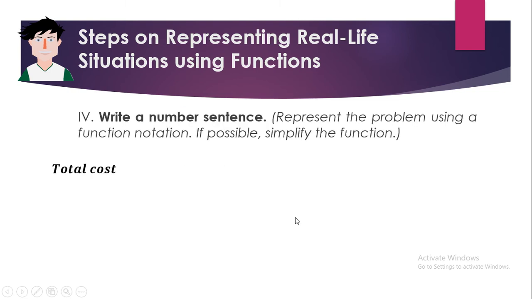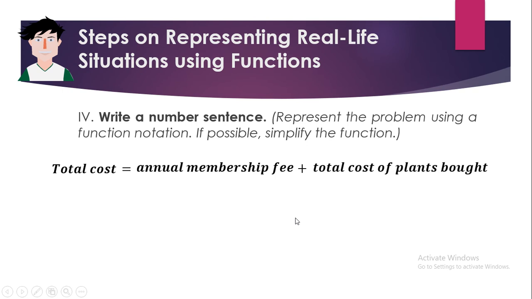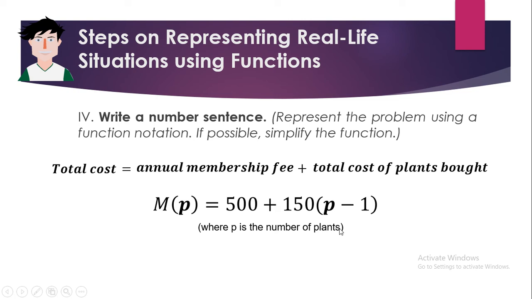So the total cost of that problem is just equal to M of P equals 500, which is the annual membership fee, plus the total cost of plants bought, which is 150 times the quantity of P minus 1, wherein P is the number of plants. Okay, so in this problem, P is the independent variable and M of P is the dependent variable.